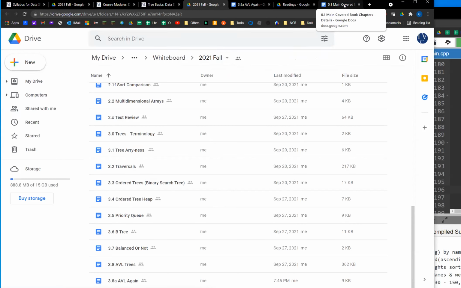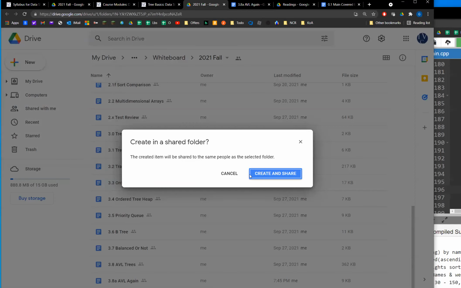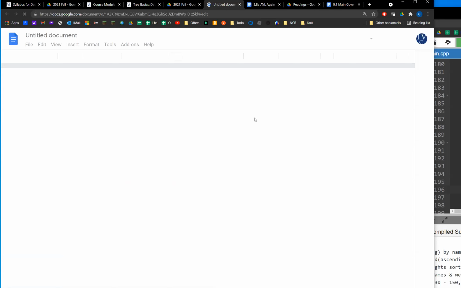Let's swing back to the B tree again. AVL and the B tree tend to be areas where more points are lost on the test than others.